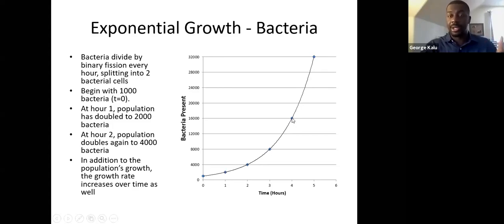It's also increased, and then from 16,000 to 32,000 within the next hour. So we can see that the population is growing with a much faster growth rate over a period of time. That's typically what we'll see during exponential growth. Not only is your population growth increasing, but the growth rate itself is also increasing over that period of time too. So that's what we see with exponential growth.